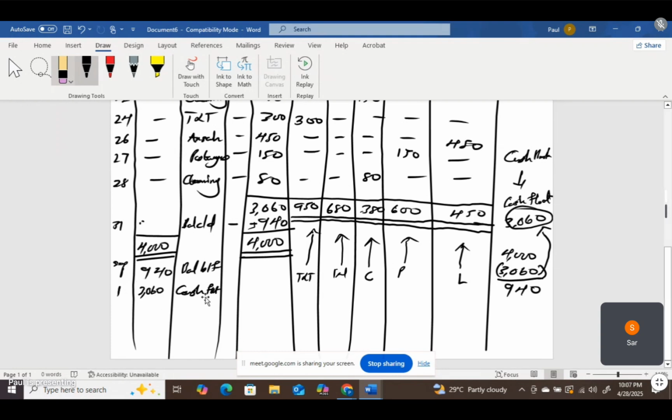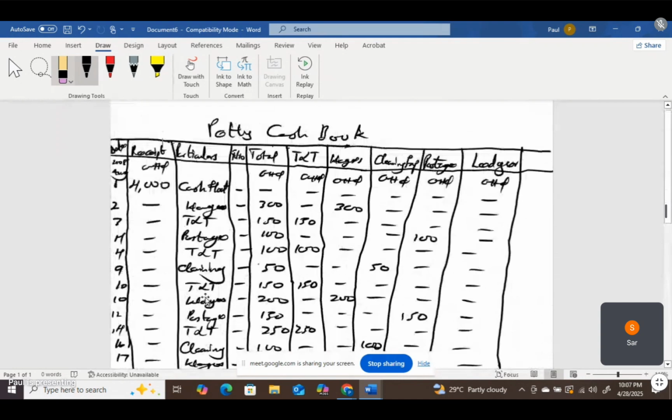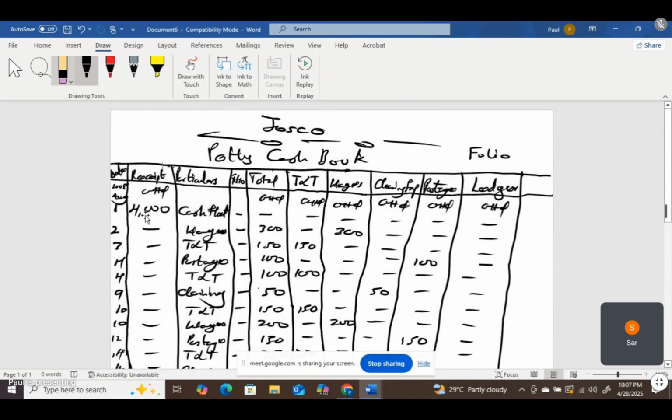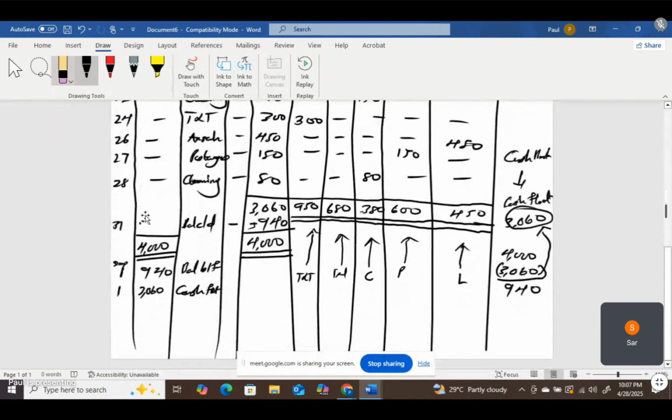Then they will take a top up of 3,060 because the cash float was 4,000. They maintain a cash float until it is increased. So the original cash float is 4,000. So they don't increase it again. Do you understand? Yes. The balance brought forward is on 1st September.